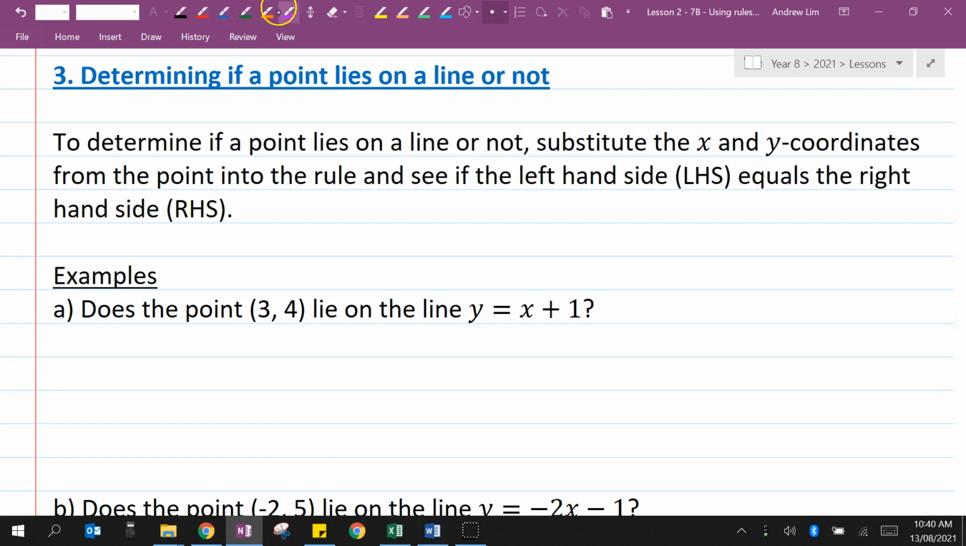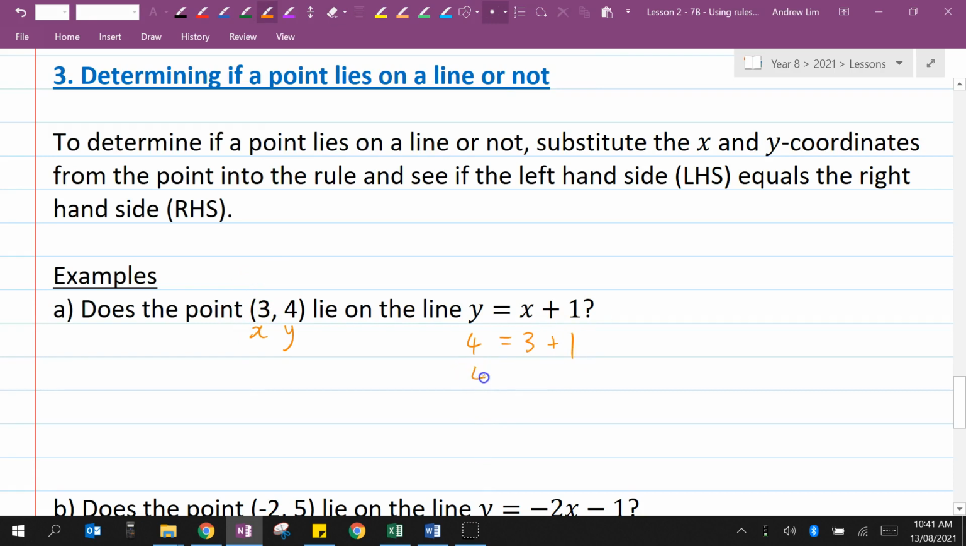So what do I mean by that? Here is my x value and here's my y value. Remember, it's always x and then y. So I'm going to sub those values into the rule. You see here how it says y? I'm going to replace it with 4 because that's what y is. 4 is equal to, I've got an x here, I'm going to replace it with 3 because that's what x is. 3 plus 1.